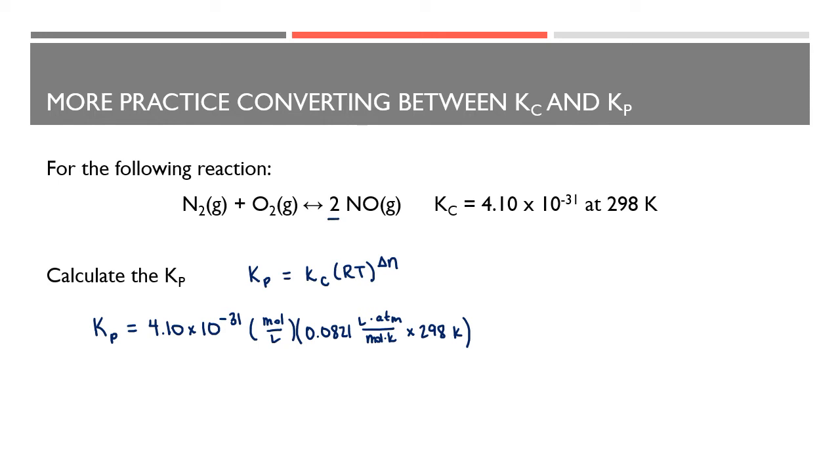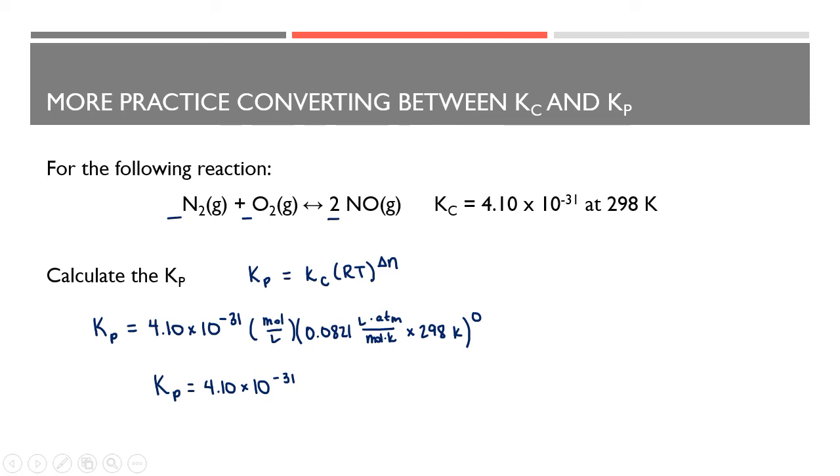So I have 2 moles of product and 1 plus 1, 2 moles of reactants. That means that the number of moles of product and reactant are the same. I'm not creating or destroying moles in this reaction. So we will raise that to the power of 0, which is equivalent to multiplying that Kc by 1. So Kp really just equals 4.10 times 10 to the negative 31st. If we're not creating or destroying moles, then the Kp is equal to the Kc.